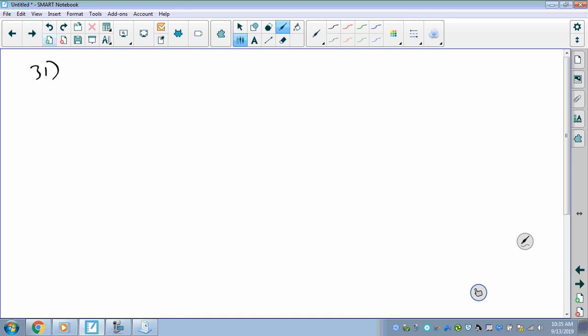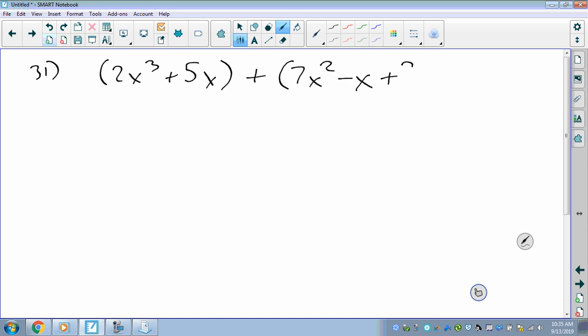So about 31. 31 says what? It says 2x cubed. What does cubed mean again? Third power, yes? Okay. 2x cubed plus 5x, plus 7x squared minus x plus 2. Yes, okay. Get that down.